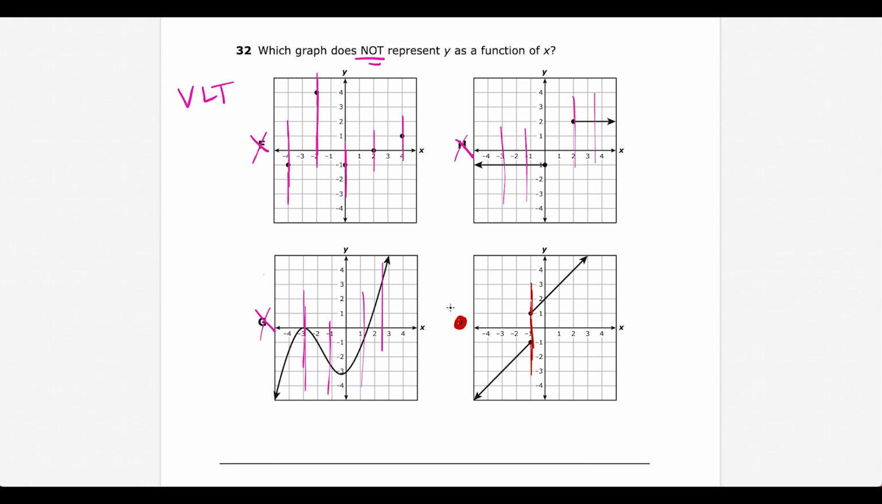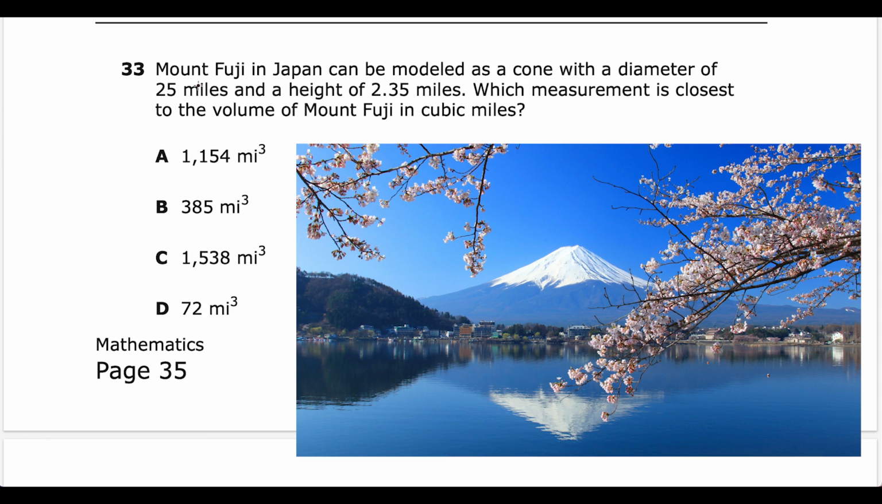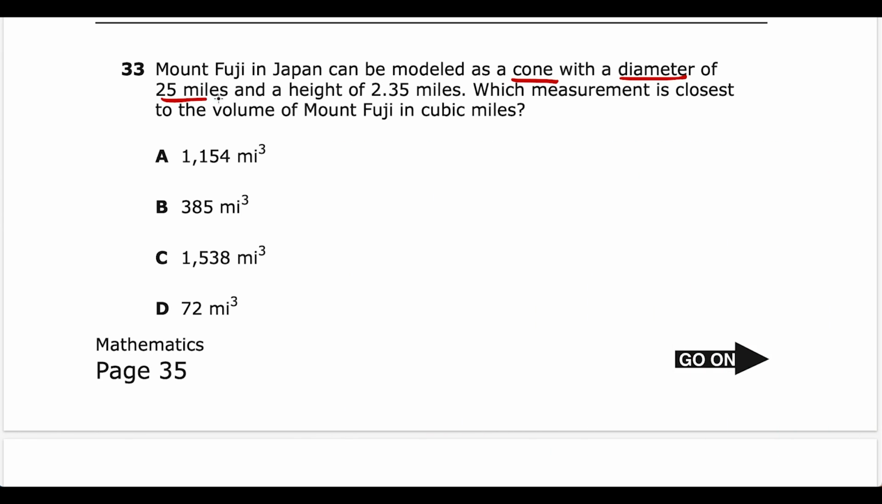So this one here is not a function. Question 33, we have Mount Fuji in Japan could be modeled as a cone with a diameter of 25 miles and a height of 2.35 miles. Which measurement is closest to the volume of Mount Fuji in cubic miles? So the volume of a cone is 1/3 pi r squared times h.